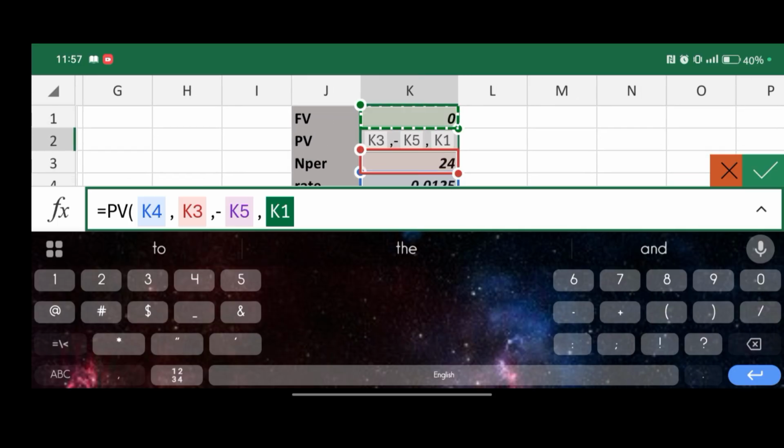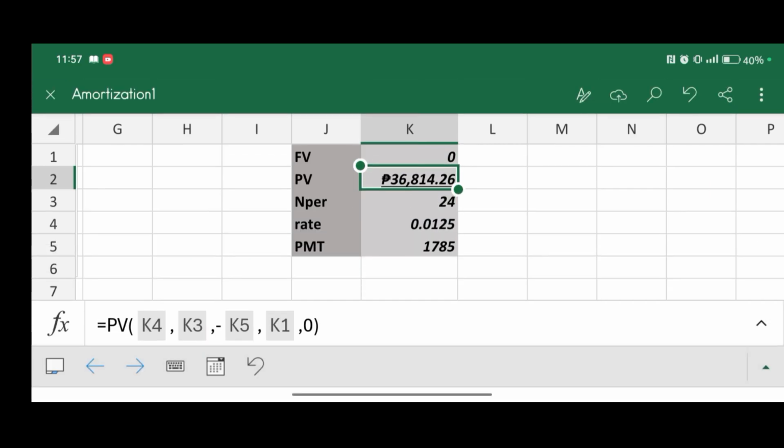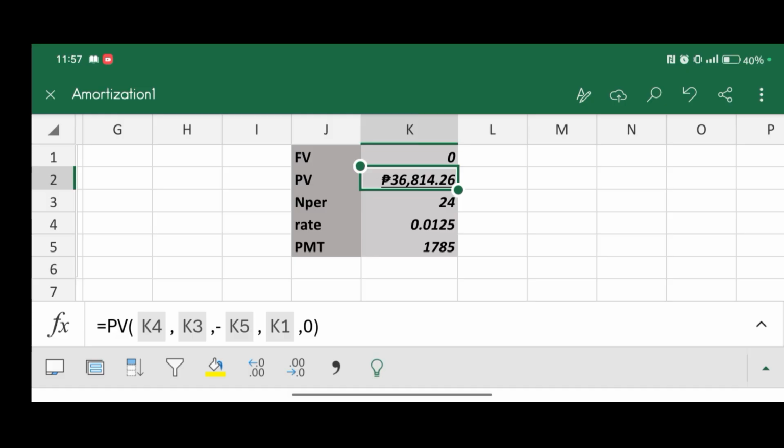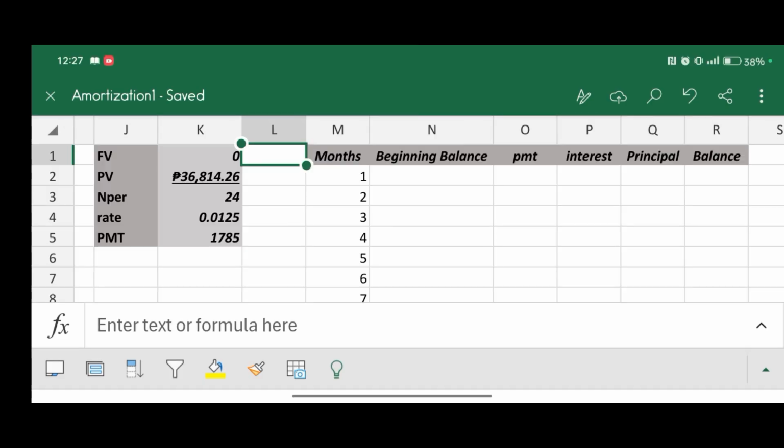Next, future value, and lastly, take note that we are using an ordinary simple annuity, so we should put a 0 at the end of the formula. Then close parenthesis, then there you have it. You have 36,814.26 pesos as the present value. So now, let's begin with creating the amortization schedule.